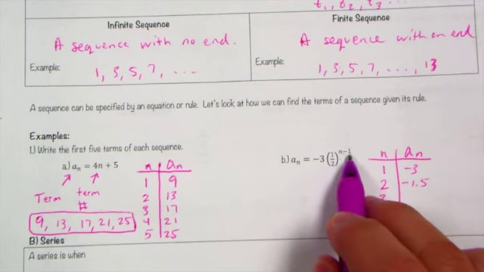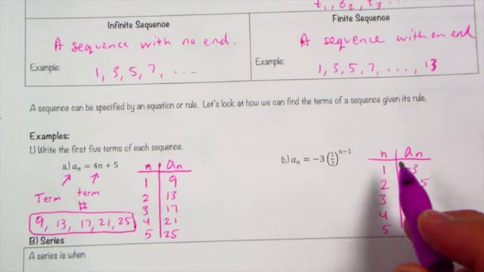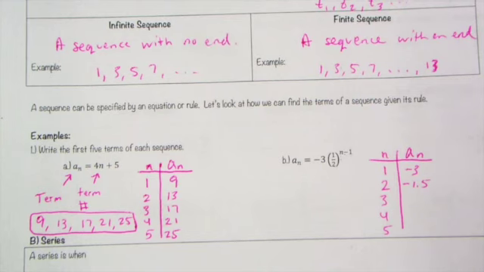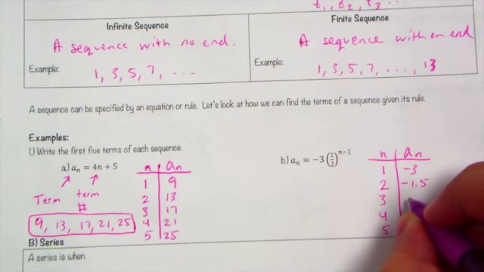3 minus 1 is 2. 1/2 squared, and you could do this in your calculator, 1/2 squared or 0.5 squared is 0.25 times 3, and I have to get the calculator here. So 0.25 times 3 is 0.75, negative 0.75.